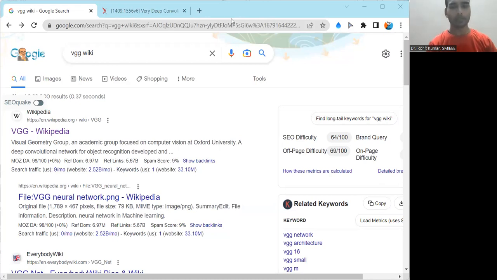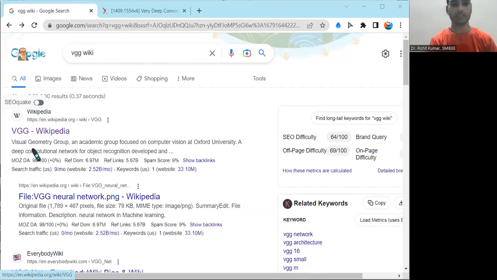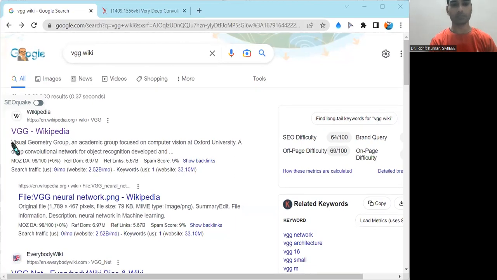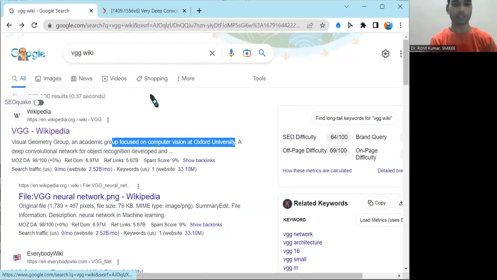VGG. So let's start with the basic definition and the key concepts from Wikipedia. Wikipedia says that VGG, this acronym, stands for Visual Geometry Group, which is an academic group focused on computer vision study at Oxford University.